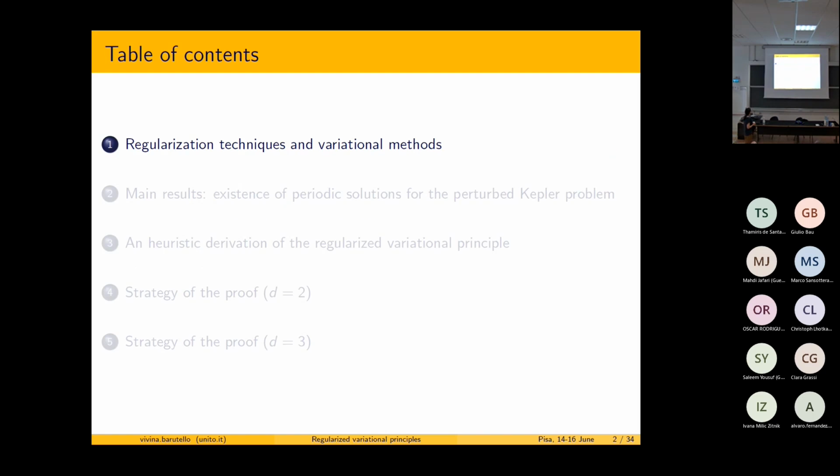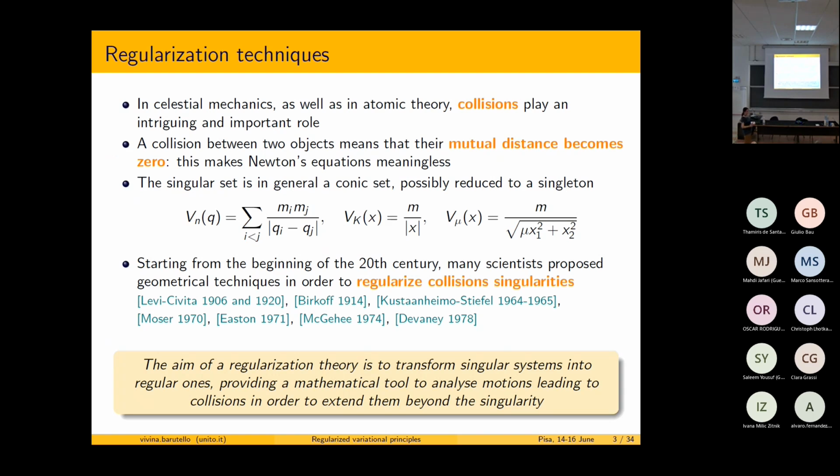So let us start with regularization techniques. It's a matter of fact that in celestial mechanics, as in atomic theory too, collisions are important, and also interesting, from a practical point of view of course, but also from a theoretical one. A collision is, as you can imagine, when two bodies have a mutual distance that tends to 0.